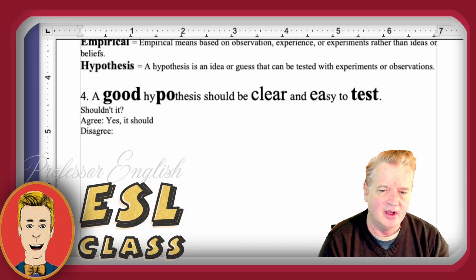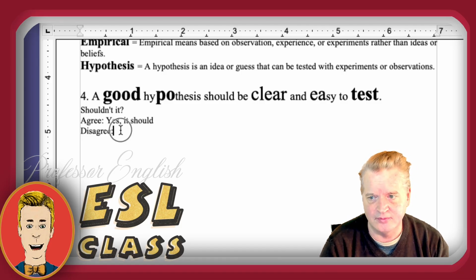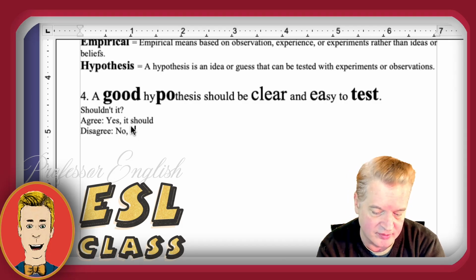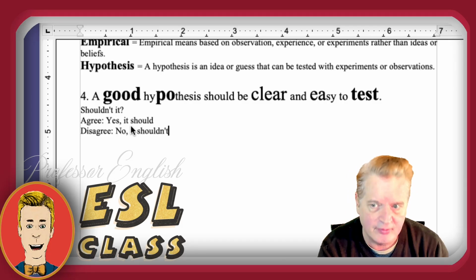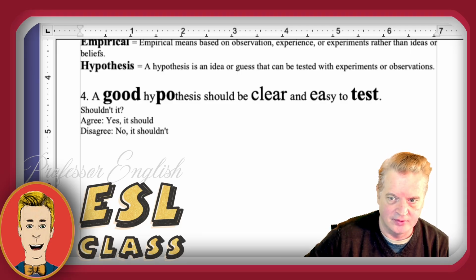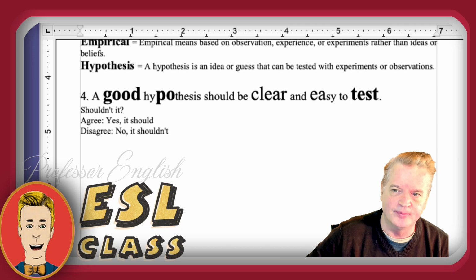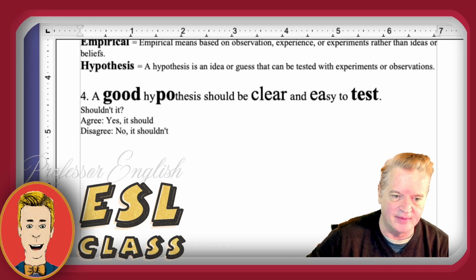And how would you tell me, oh no, that's not true? You're wrong about that. No, it shouldn't. No, it shouldn't. And what if you include the verb? How would it sound then? No, it shouldn't be. No, it shouldn't be like that. No, it shouldn't be.